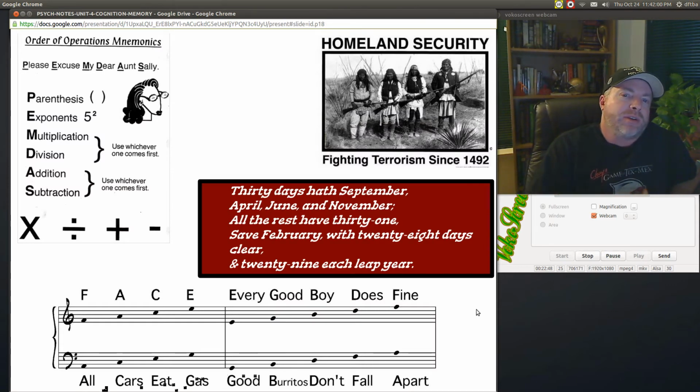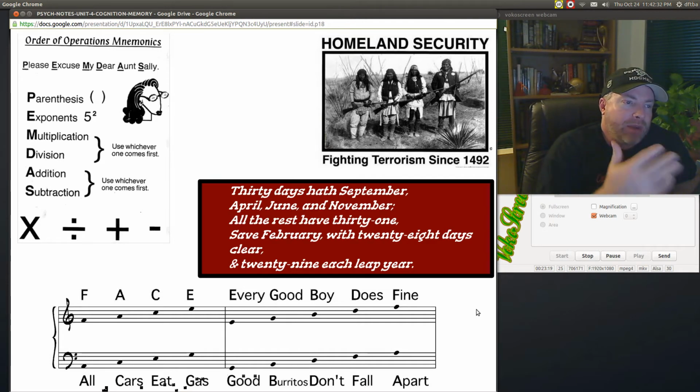So let's look at some other mnemonics. Homeland Security: fighting terrorism since 1492. And you see the picture there of Native Americans. Of course, in 1492 they didn't have guns, but the context here is they're Americans. They're the Homeland Security. I mean, the Europeans that came over here weren't here first. So, in a way, they're the original Homeland Security.